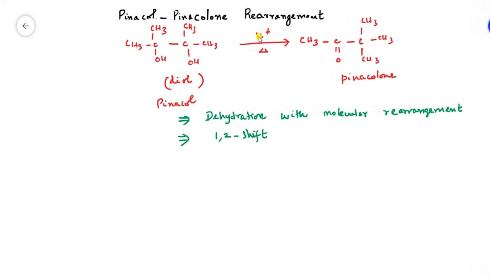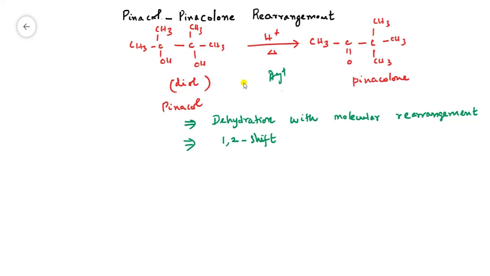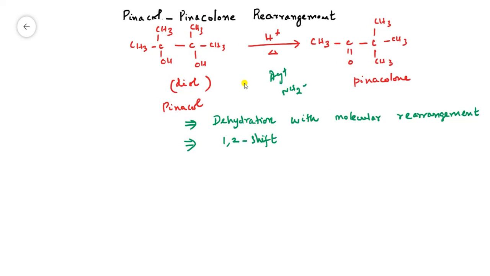The medium is H plus. In some cases, it will be Ag plus and NH2, that is nitrous acid. If an NH group is present, the nitrous acid is also a reagent. So these are the additional reagents used in this place. In common, it is H plus. Here the dehydration and 1,2 shift also take place. So this is the definition of Pinacol-Pinacolone rearrangement.